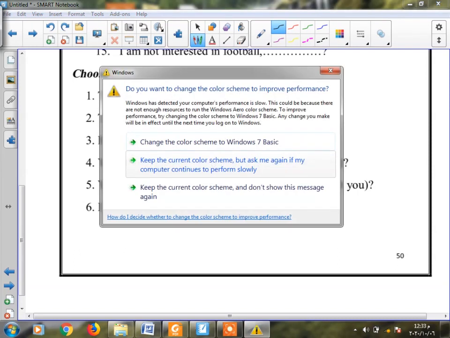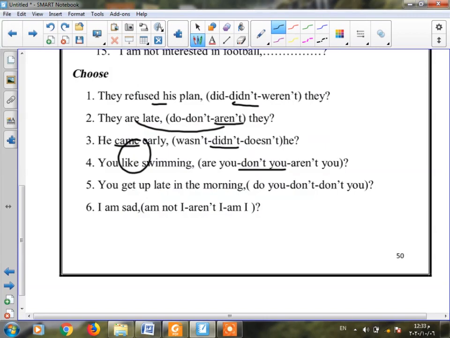This is the last sentence for you. You get up late in the morning, okay? As you know, you get up late or early, you are getting up late as usual every day. Get up late here is a present form of a verb, so I'm going to choose don't you. Take care that we have don't and we have don't you. I'm going to choose don't you because your helping verb should be followed by the subject, and the subject here is you. It remains as it is.